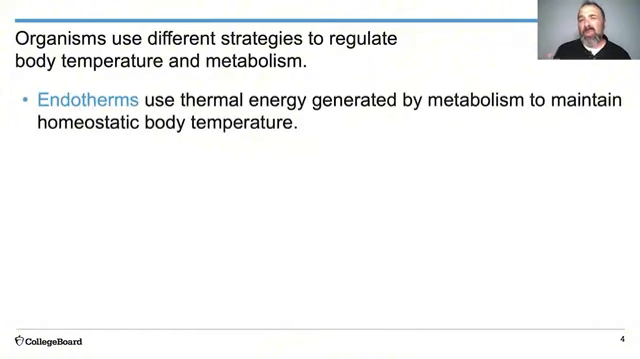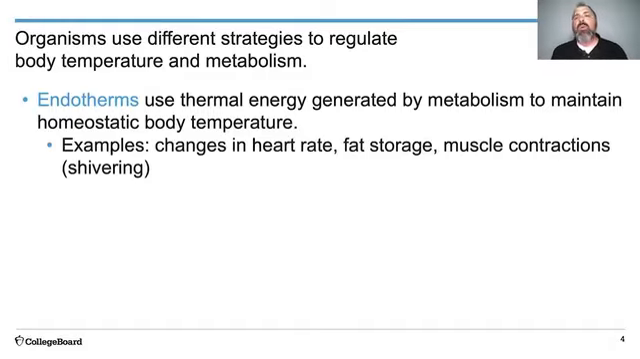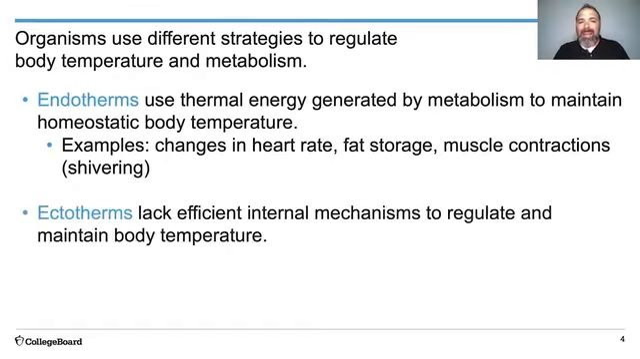So endotherms, which you may have learned as being warm-blooded, but endotherms is the term that will be used. They use thermal energy generated by metabolism to maintain homeostatic body temperature. So hopefully you remember what homeostasis is, trying to keep the body in a biological balance. Examples of endothermic techniques include change in heart rate, fat storage, muscle contractions when you shiver. So these are all ways that endotherms are able to regulate their body temperature.